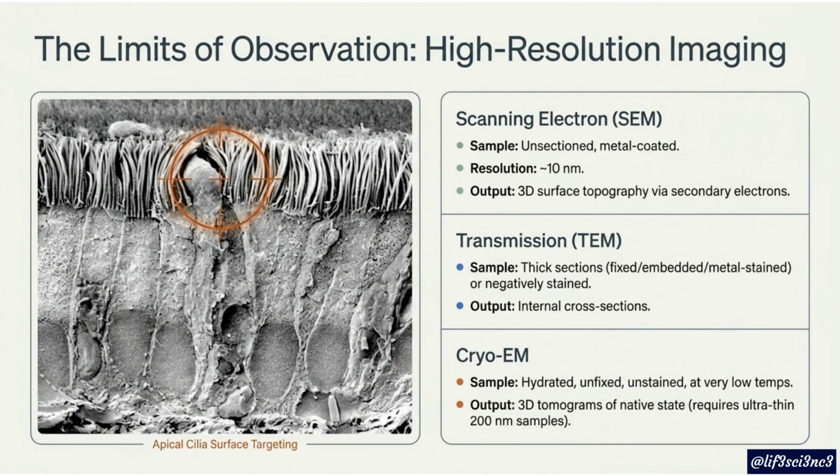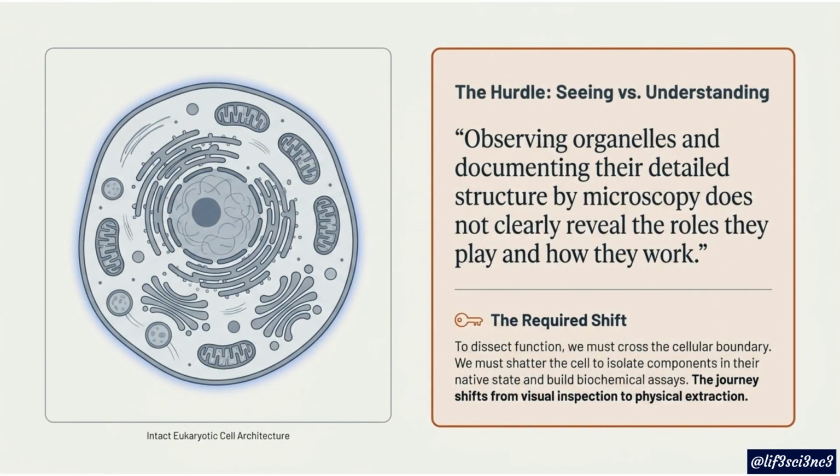High-resolution imaging, such as scanning electron microscopy, transmission electron microscopy, and cryo-EM, pushes the limits of observation, offering detailed views of cellular structures and surfaces at the nanometer scale. However, observing organelles doesn't reveal their roles. To dissect function, we must shift from visual inspection to physical extraction. This requires shattering the cell to isolate and analyze its components in their native state.